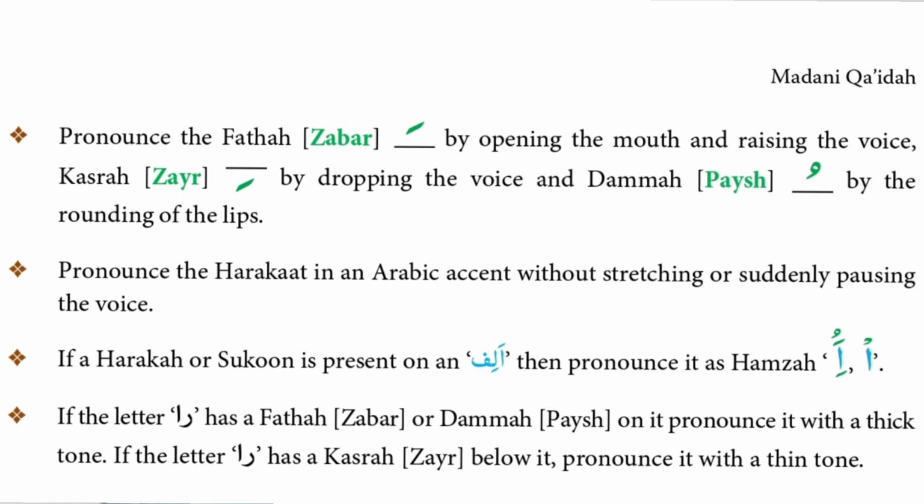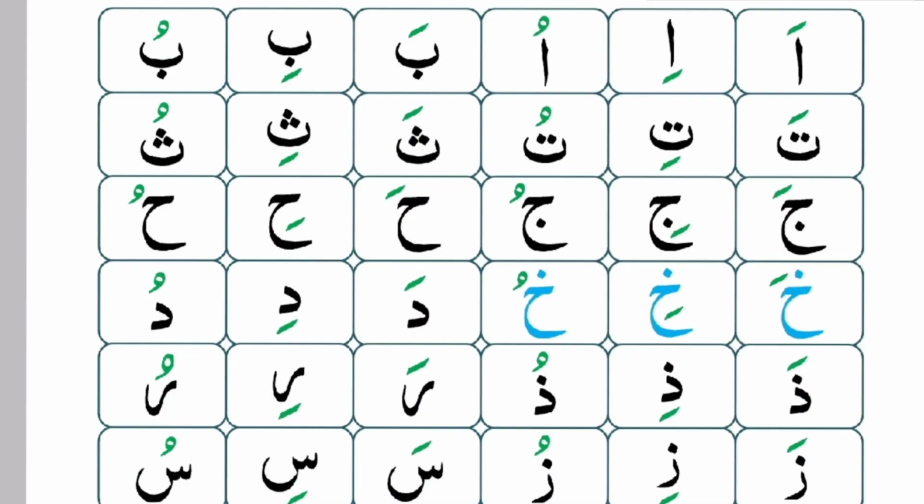Next rule. If a haraka or sukoon is present on an alif, then pronounce it as hamza. Look at the first box in line 1. You can see alif has zabar on it. So you have to pronounce it as hamza. Do not say alif zabar a. Instead, you have to read hamza zabar a.